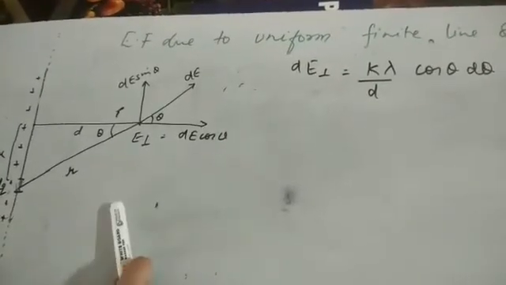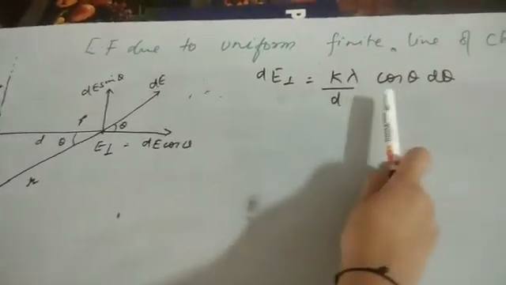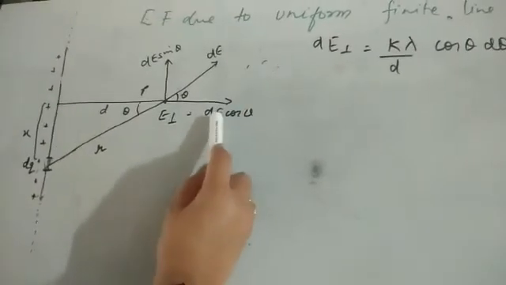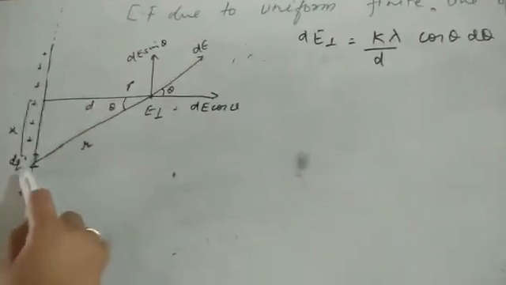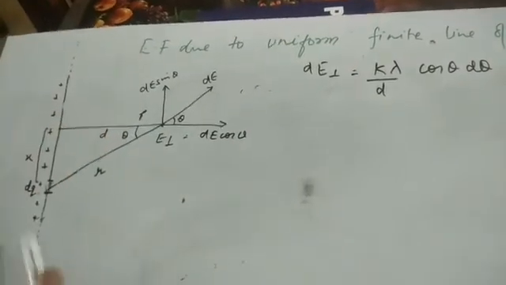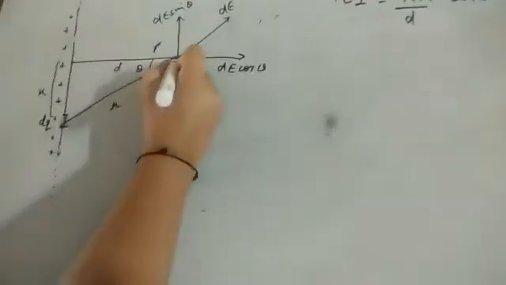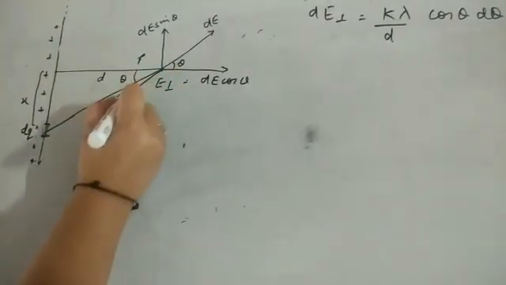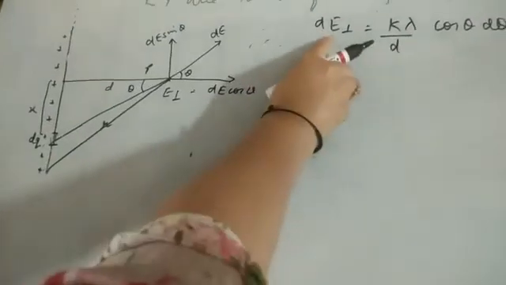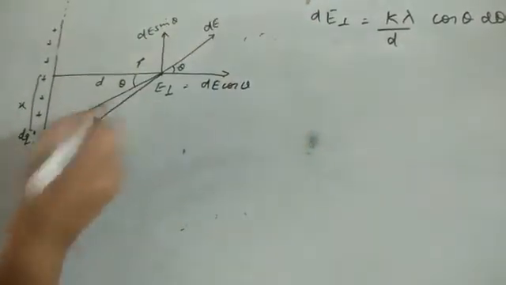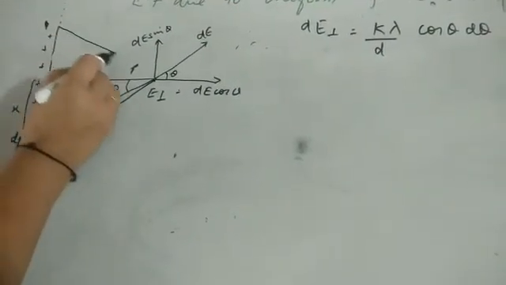Now see, for a finite line charge, the dE perpendicular component came out to be k lambda upon d cos theta d theta. This was due to this small element. So if I have to calculate it for this full portion, I have to integrate it, but from where to where? From this lower portion, let's say this is A and this is B. From A to B I have to integrate.